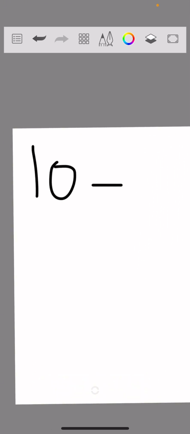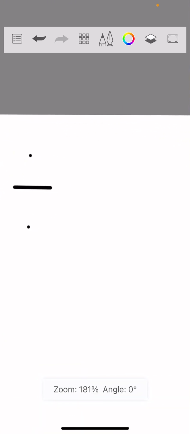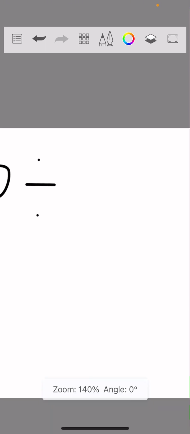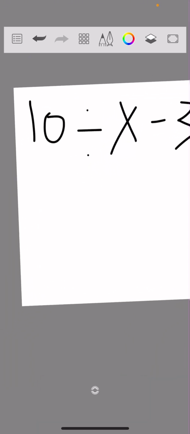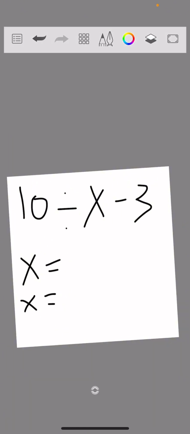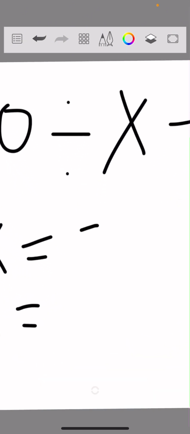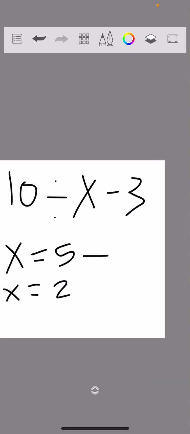And just like last time, I'm going to do something that involves them both. 10 divided by x, minus 3. x changes. So let's choose 2 examples of what x could be: 5 and 2, just like last time. Let's do the first example with this one.